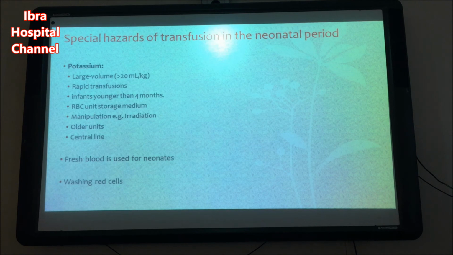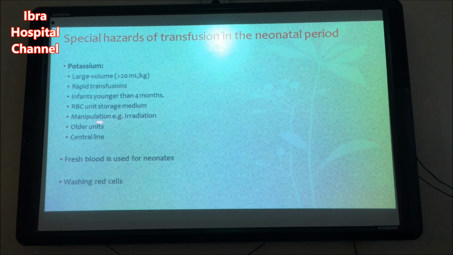Potassium, there was a question about hyperkalemia today, and that is another situation where, especially for pediatrics, we need to be careful, because if you are transfusing a large volume of blood, like more than 20 ml per kg, or if you are giving blood rapidly, or in infants younger than 4 months, if the storage medium is SAGM, for example, and we discussed the difference between SAGM and CPDA. We said that CPDA is better in reducing the risk of hyperkalemia, so the potassium leakage from the red cell unit is not much.